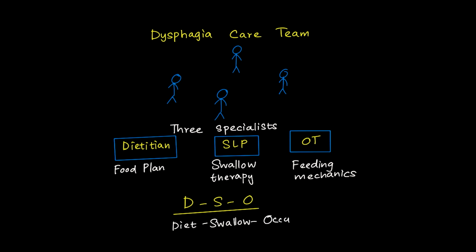Here's a D440 OA exam tip for you. When the question asks about the dysphagia team, scan for dietitian, SLP, and OTA. Quick recall hook, DSO. Diet, swallow, occupation.